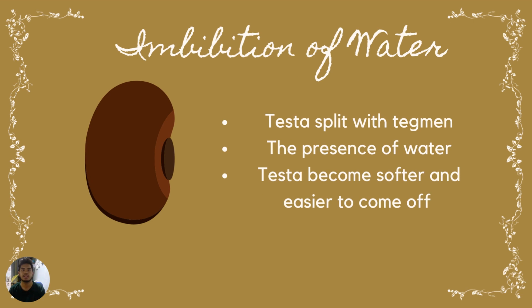In this process, the seed coat begins to split with the tegmen. This can happen because of the presence of water in the testa, which causes the testa to become softer and easier to come off with the tegmen.